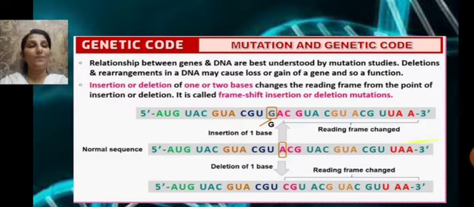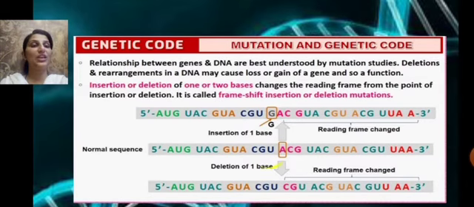Now let us take the example of this gene. We can see these codons, codon 1, 2, 3, 4, 5, 6, 7, 8, 9. These are the codons, in which this is the initiator codon and this is the terminator codon or stop codon. In the above sequence, we can see insertion of a single base, that is G, has been inserted between U and A. And what happens? The frame of reading changes.